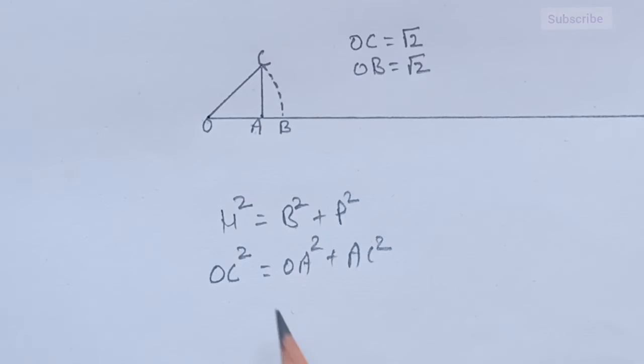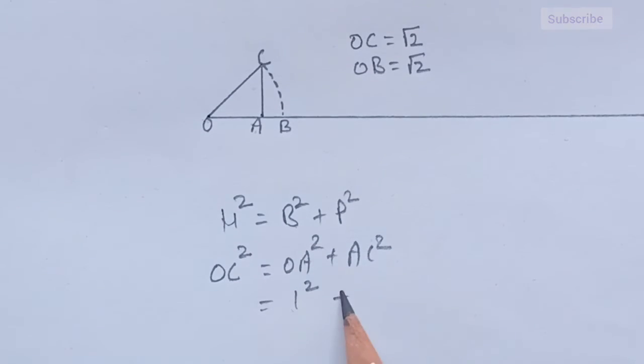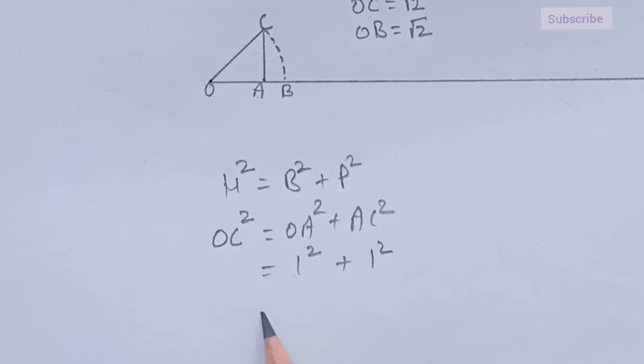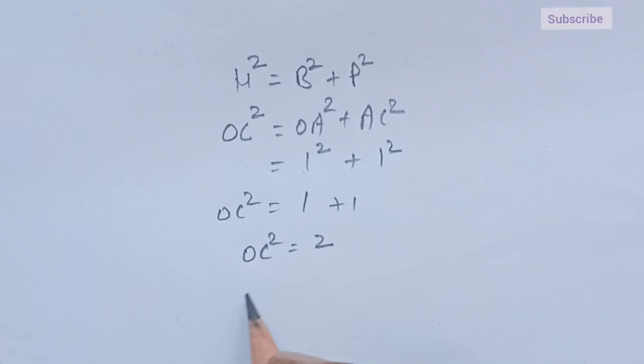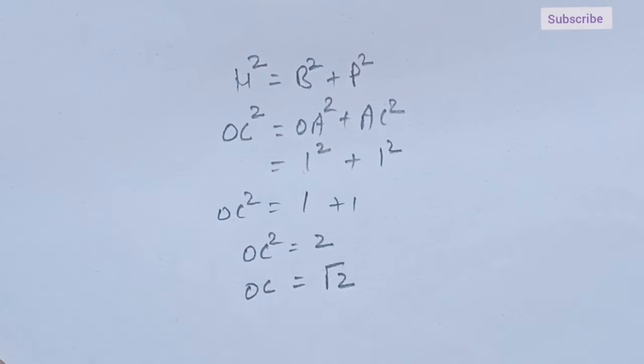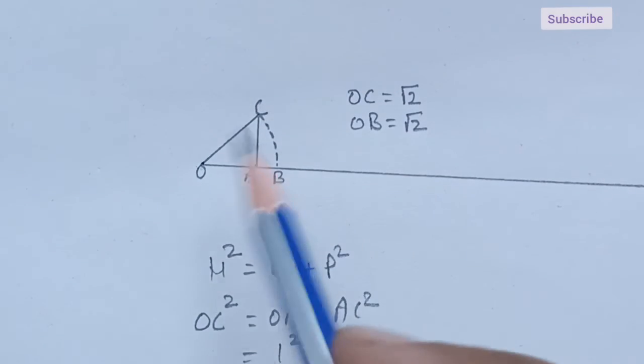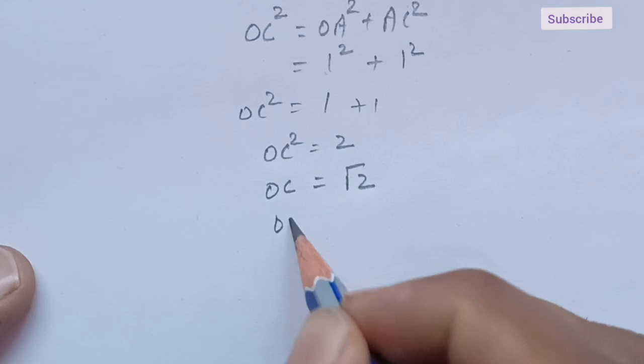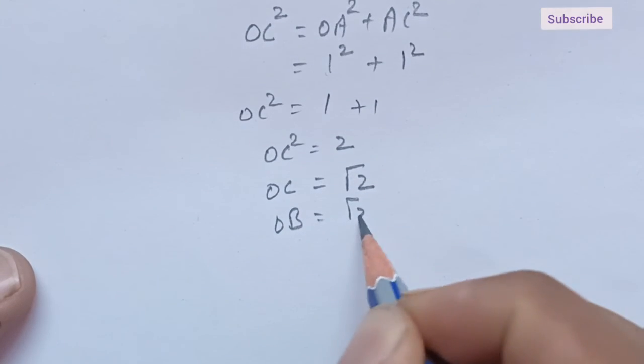OA is 1 centimeter. AC is 1 centimeter. So 1 square is 1, 1 square is 1. OC square is 2. So OC value is under root 2. So OC is also equal to OB. So OB is equal to under root 2.